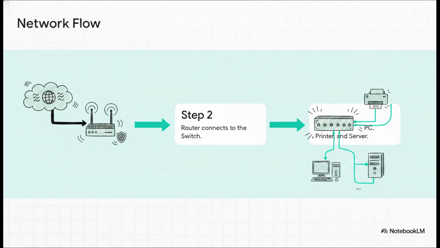Step 1. The raw internet feeds directly into your router first, and that's crucial because the router provides the firewall to protect you and the NAT to translate your connection. Step 2. A single cable goes from the router down to your switch. Step 3. The switch acts as a multiplier, efficiently distributing that safe, translated connection to your hardwired PC, printer, and server. They work together perfectly in a hierarchy.